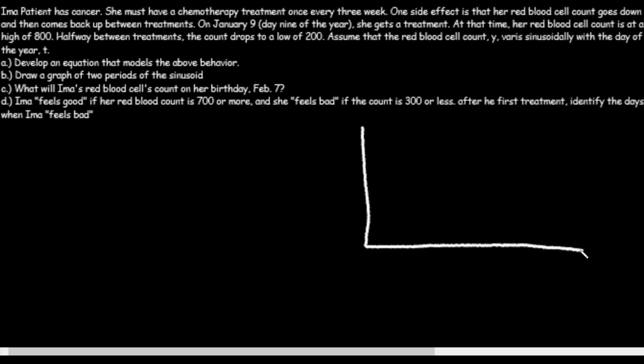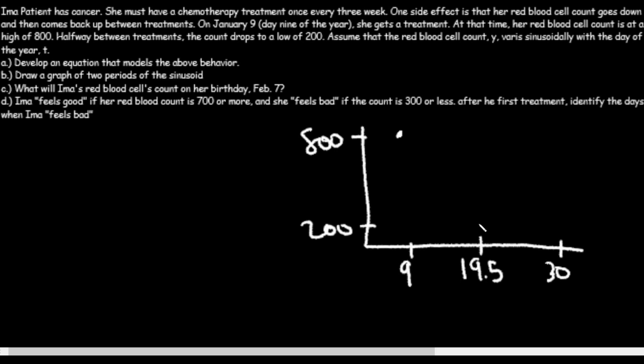Alright, so if you have a red blood cell count of a high of 800 and a low of 200, graph that like that. And she gets her treatment on day 9, which is January, so just do 9. In 3 weeks, like it's 21 days, so we're on day 30 where she gets her next treatment. So she gets the low of red blood cells in between, which is between the 21 days, it'll be 19.5 days. So 2 full periods just be maximum to maximum, here to here to here.